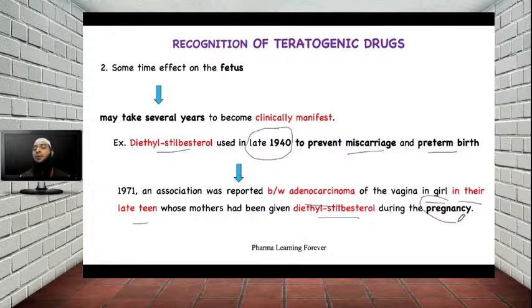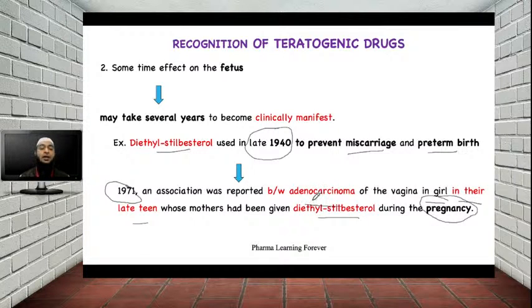Now can you imagine, the drug was given in 1940, and the relationship was established in 1971, almost 31 years after that. So the mother took the medicine, and when the girl reached her late teens, meaning almost 20 to 25 years of age, she had adenocarcinoma.